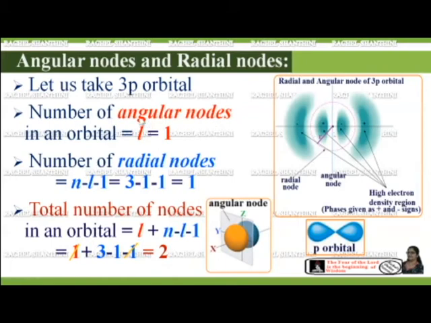Number of angular nodes, that is the azimuthal quantum number for 3p, is L equal to 1. And number of radial nodes equals n minus L minus 1, that is 3 minus 1 minus 1, right? So the total number of nodes in an orbital is equal to the sum of the angular nodes L and the radial nodes n minus L minus 1. Substituting the values, we get the total number of nodes equal to 2. That is, it has one radial node and one angular node.